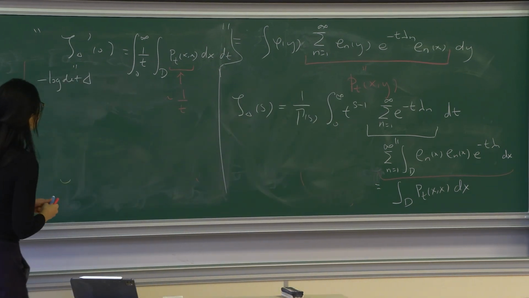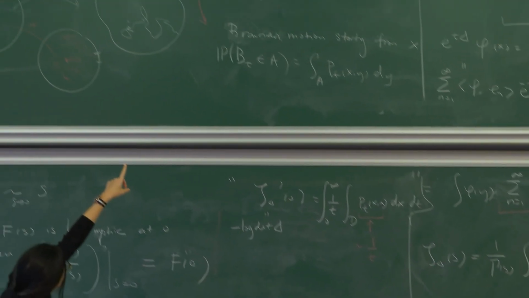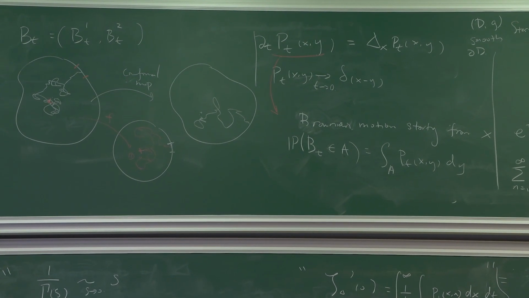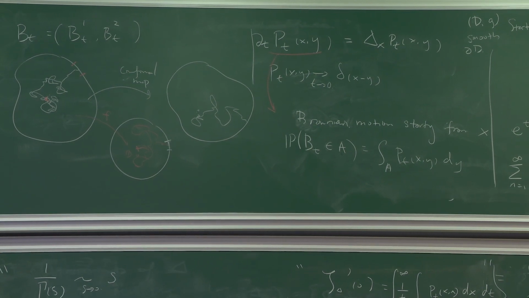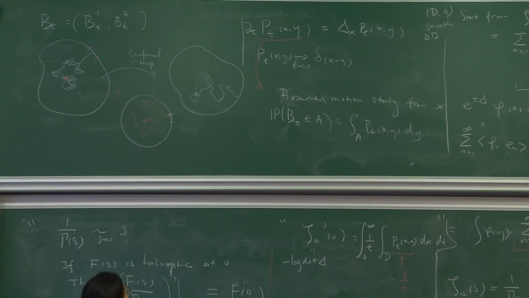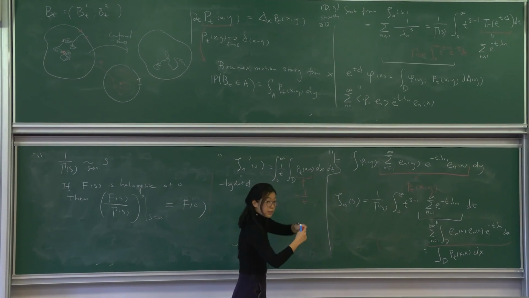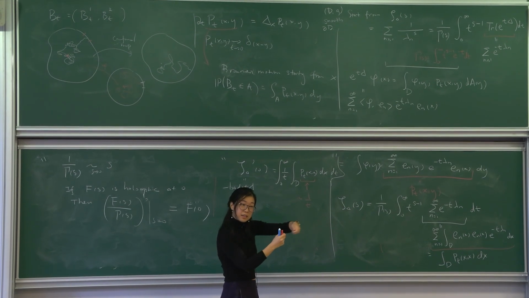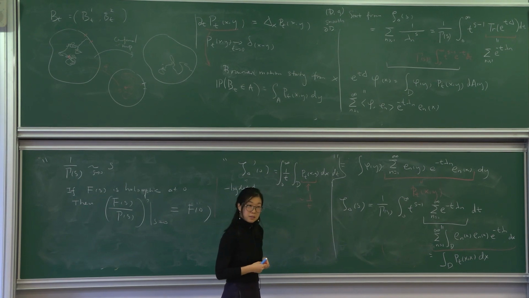As in the comment that I made before, this p_t(x, y) is the density function of my Brownian motion starting from x and ending at y. Here, I'm going to interpret this as the Brownian loop, of time length t, starting from x and coming back to the point.